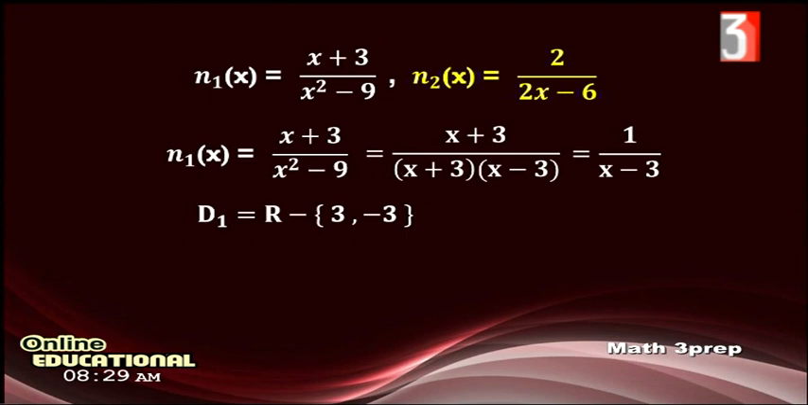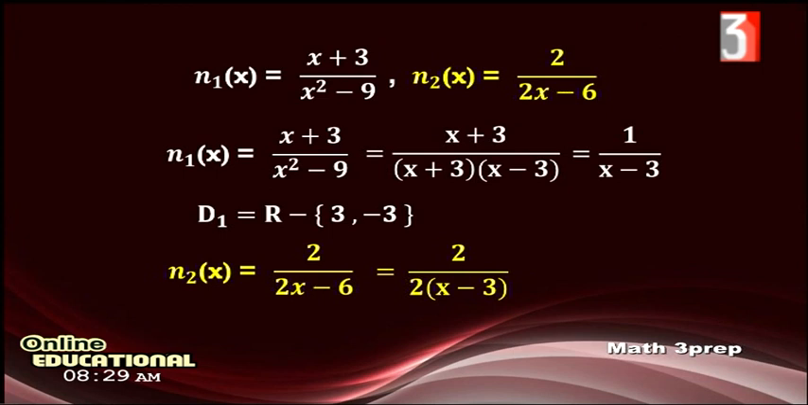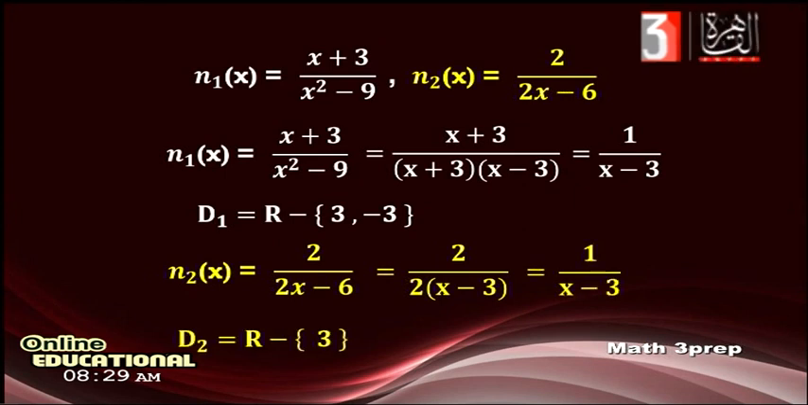What about N2(x)? Yes, it is 2 over (2x minus 6). Then you can factorize the denominator. How? By taking 2 as a common factor. So it is 2 over 2 brackets: 2x divided by 2 gives x, negative 6 divided by 2 gives negative 3. So it is 2 times (x minus 3). Also try to find the domain, which is R minus {3}. And reducing 2 with 2, we obtain a result of 1 over (x minus 3).